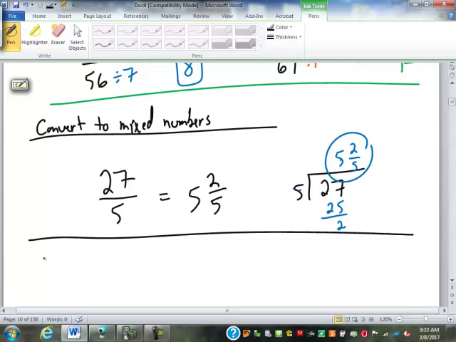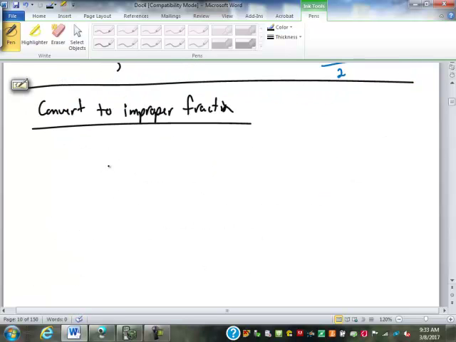We can go the other way. Convert to an improper fraction. So if I have 3 5/8, how am I going to turn that into an improper fraction? Perfect. 3 times 8 is 24, plus 5 is 29, and that stays 8ths. When we're converting from an improper fraction to a mixed number or a mixed number to the improper fraction, the denominator does not change.